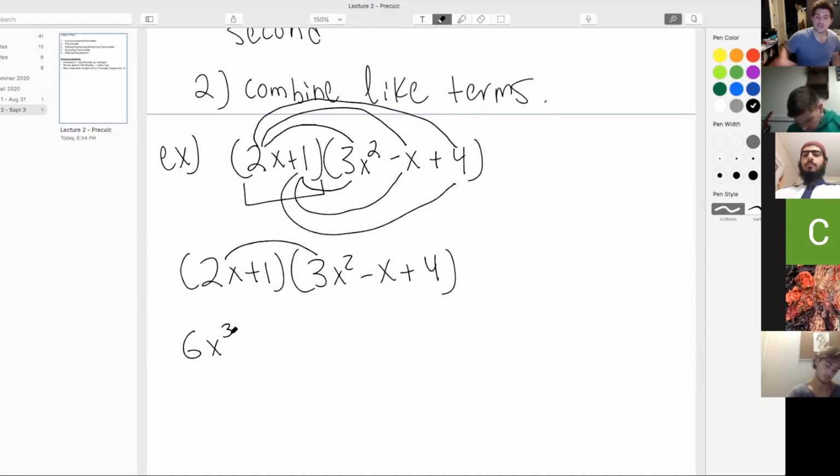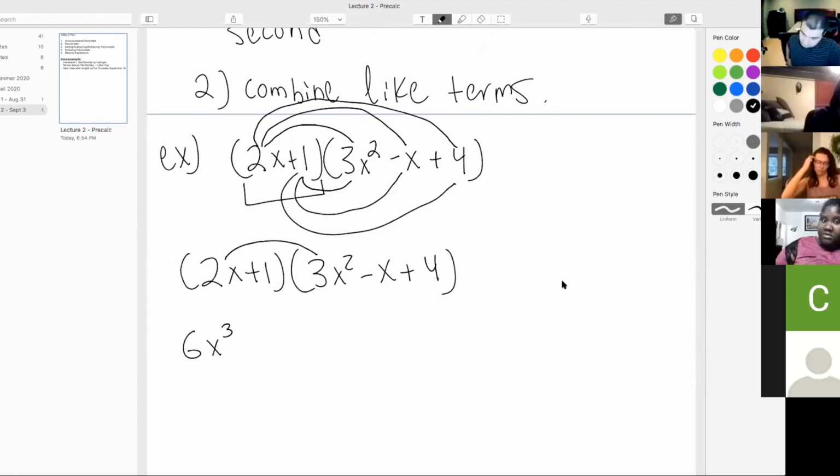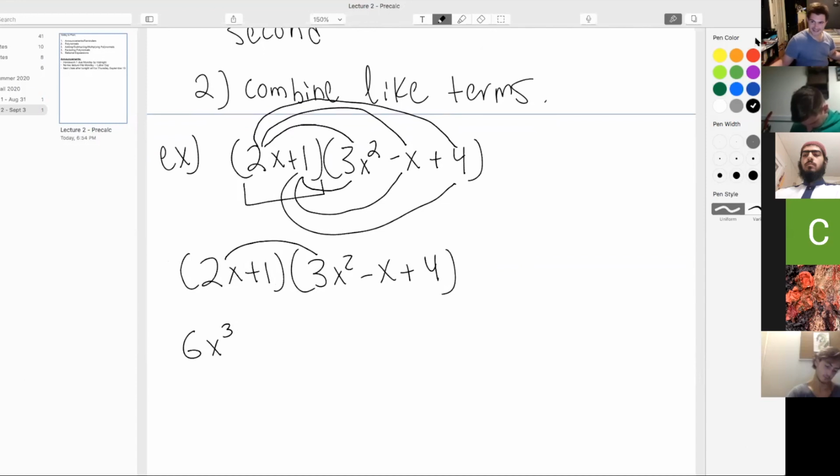All right, so why is the power of it 3? I'm using the product rule from Monday's class. When you multiply x by x squared, you add the exponents and you get an x to the third. Okay, that's why it's 6x to the third power. All right, so I hope that's okay.